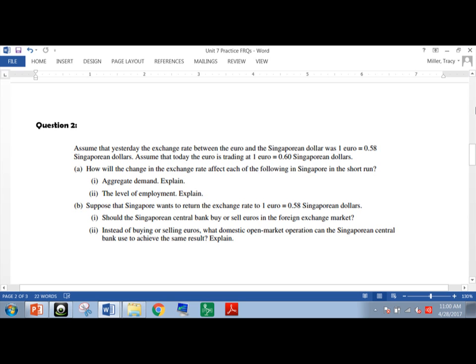Okay? So think about it from the Singaporean perspective. So if you were in Singapore and you were going to Europe, 58 cents would buy you 1 euro. Whereas now you're going to Europe and you have to spend 60 of your cents to equal 1 euro. So from a Singaporean perspective, you're having to spend more money to get the same return or the same euro. So I know that for some students, this is difficult at first to understand if it's appreciating or depreciating, but I feel like just walk yourself through what we just talked about.